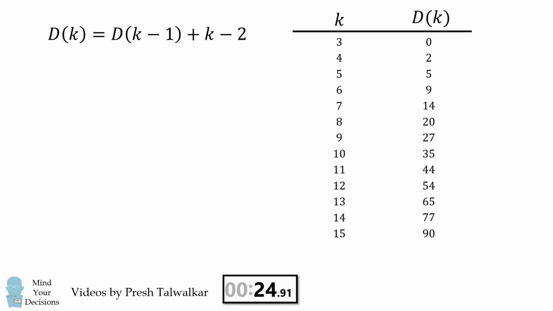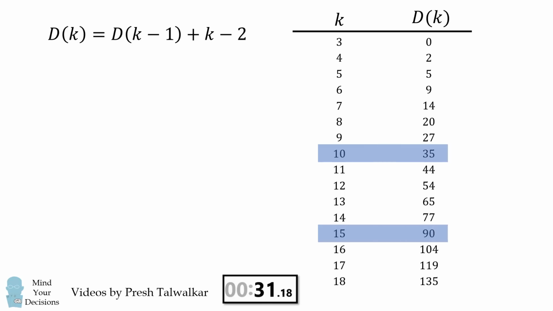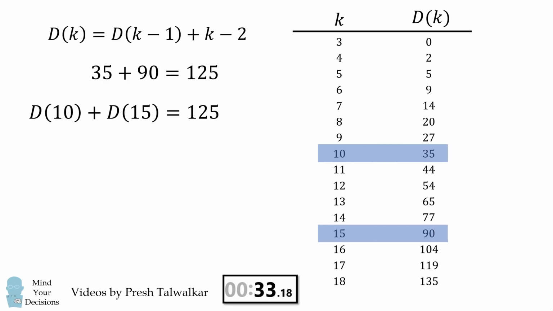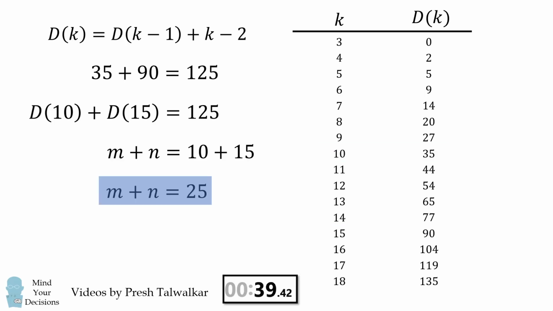We want to exceed 125 diagonals. Then we look for a pair that has a sum of 125. This will be 35 plus 90, corresponding to d10 plus d15. Therefore, m plus n is equal to 10 plus 15, which is equal to 25. And that's our answer. And we solved it in just under 40 seconds.